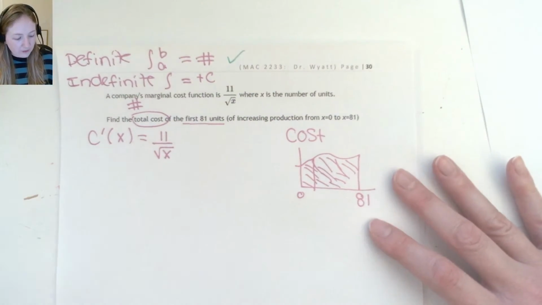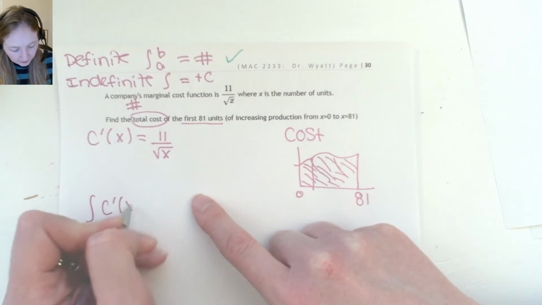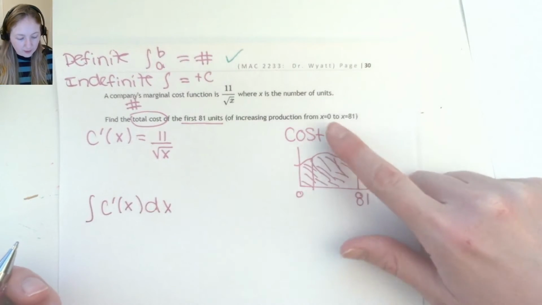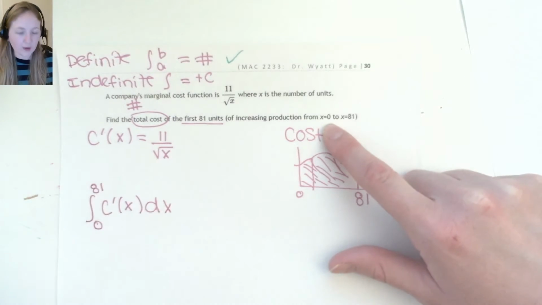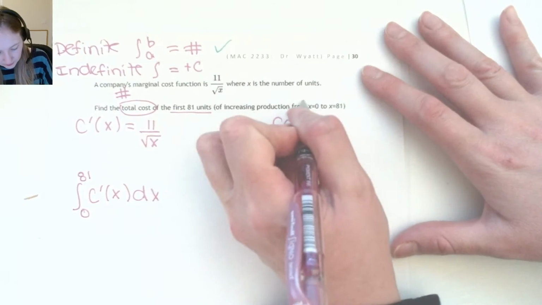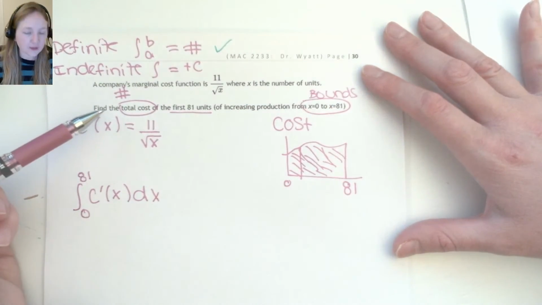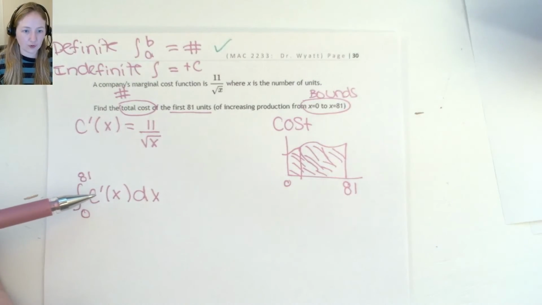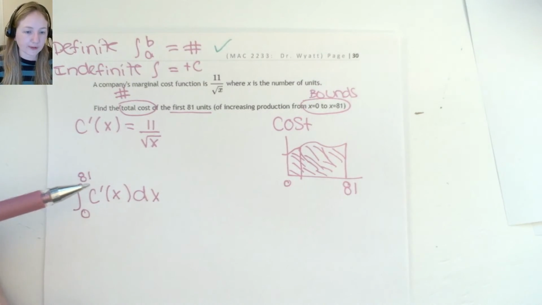So the way we're going to set up this definite integral is we're going to integrate our c prime of x function. And we're going to set up our bounds from 0 to 81. And those bounds are coming from, because we're going to integrate from the 0 to first item, then 1 to 2, 2 to 3, and so on. So this 0 to 81, those become our bounds, and then the total cost, that will come from integrating the derivative. Because remember, if you integrate the derivative, it crosses out and you're just left with that cost.